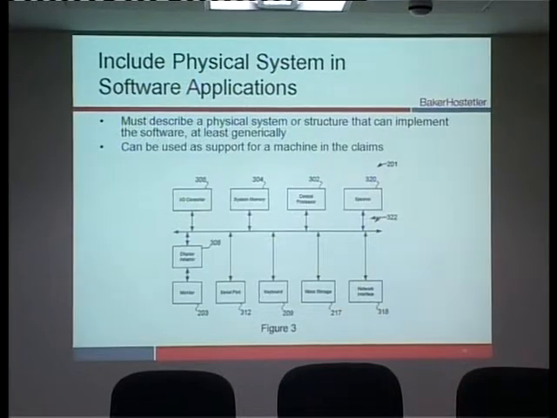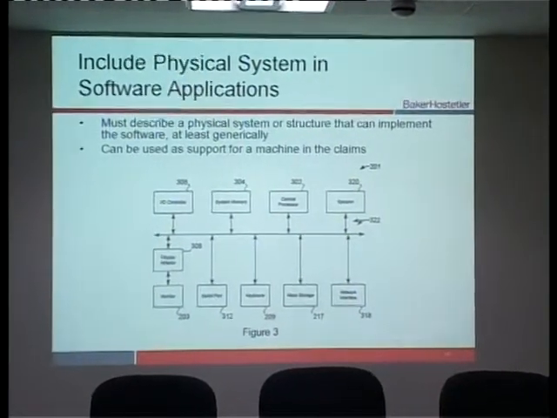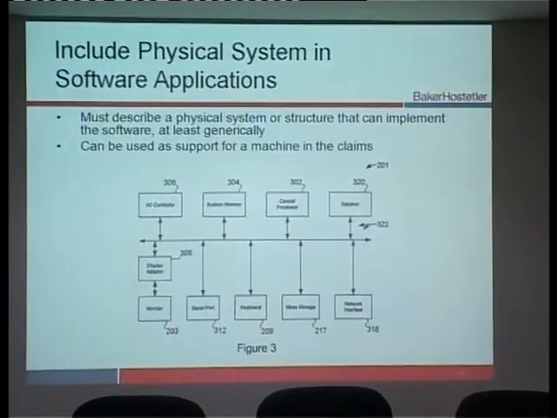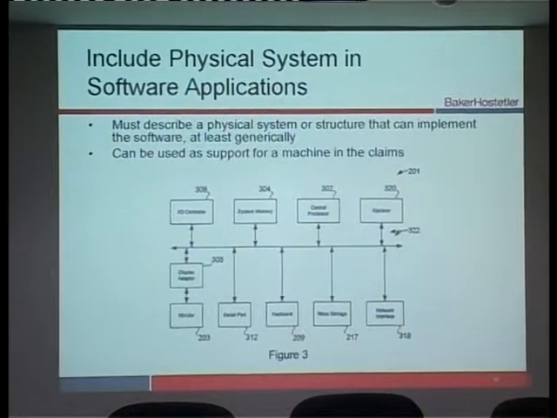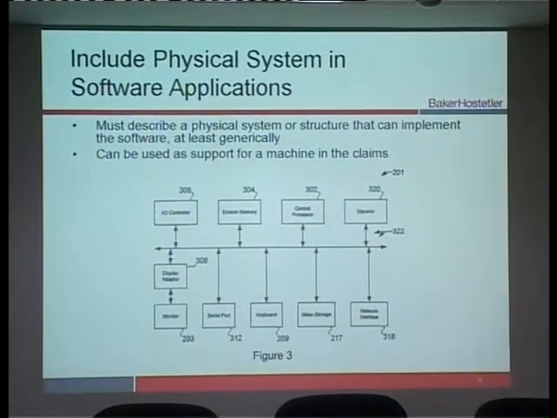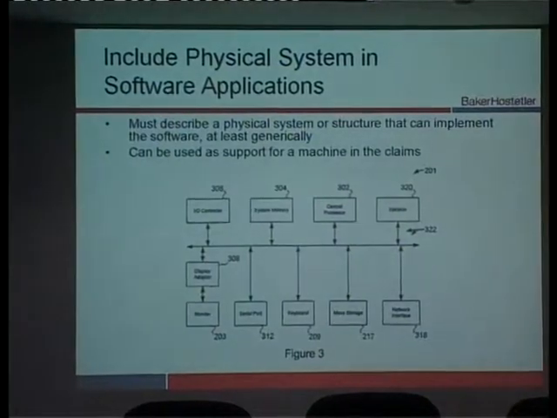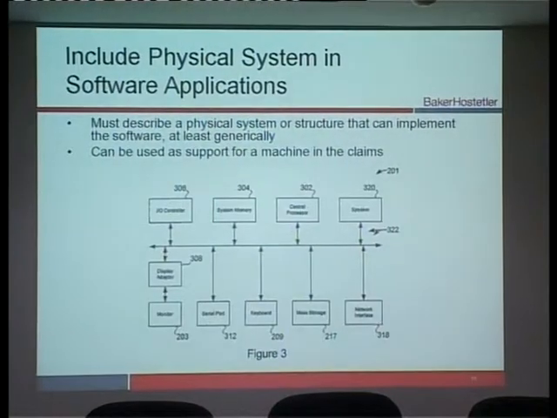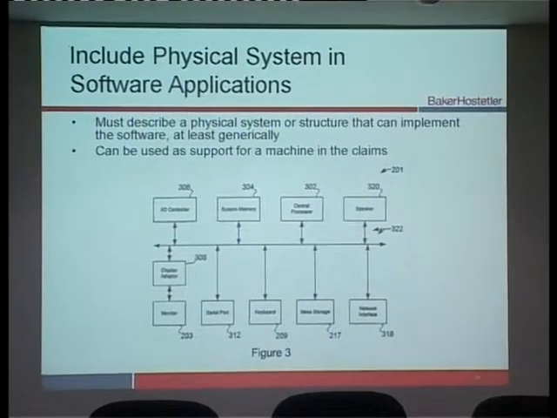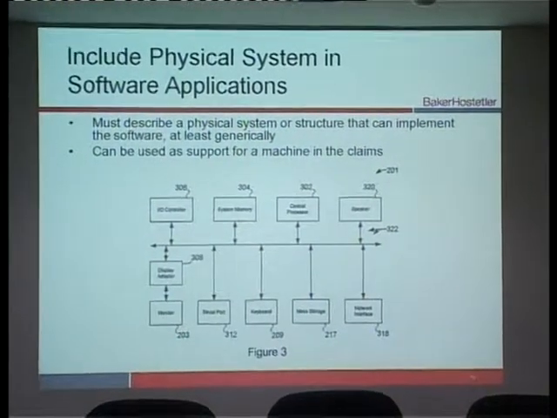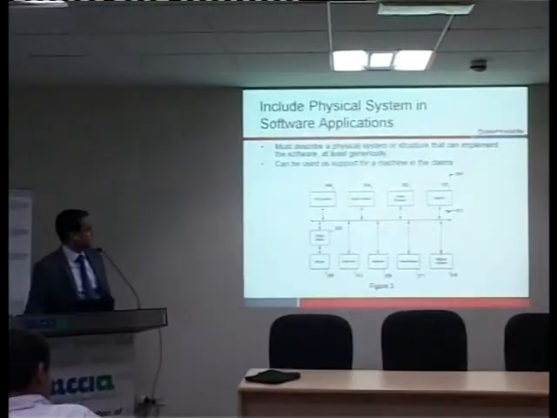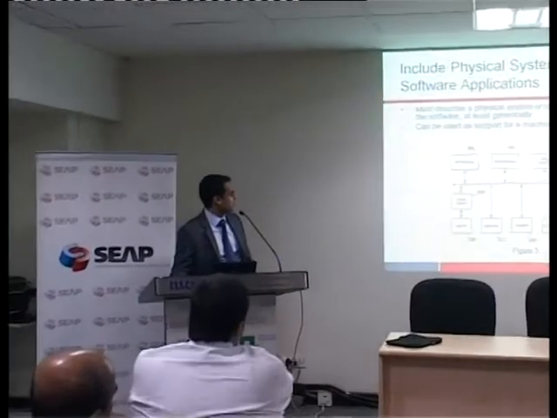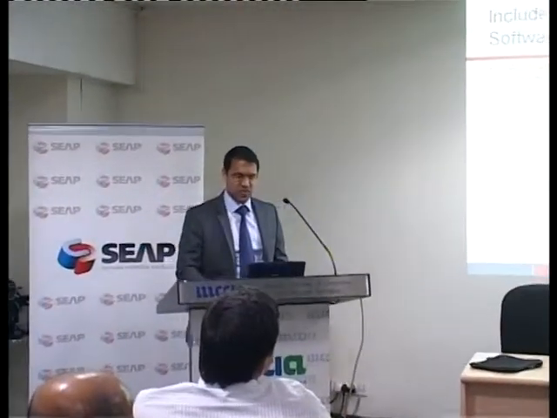You should also include the physical system in the software applications. This is the hardware that I was talking about. So you must describe a physical system or structure that can implement the software, at least generically. So nobody's requiring you to go into great detail as to the hardware that's required, but at least you should have some sort of description generically of what your hardware is going to do. And this is a good example. Again, this is just taken from a patent application that we've been working on.